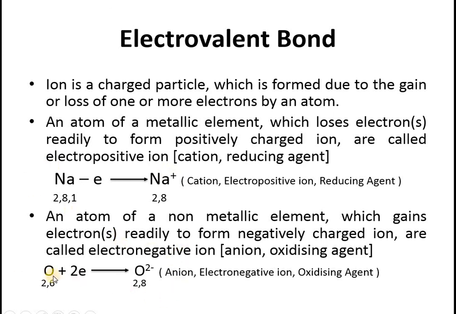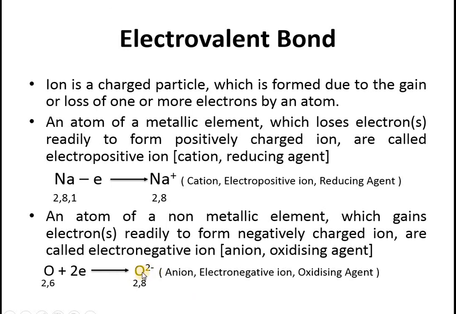This will be more clear when you do it for oxygen. So an atom of a non-metallic element which gains electrons readily to form a negatively charged ion is called an electronegative ion, anion, or oxidizing agent. So oxygen, electronic configuration 2,6, takes 2 electrons to get the nearest noble gas configuration, which is neon, and it becomes the anion O2 minus.